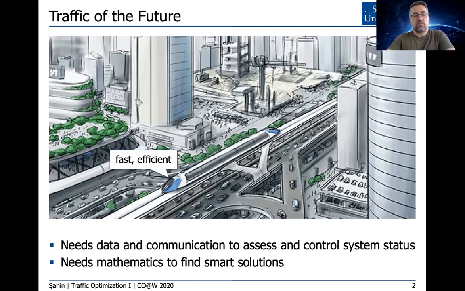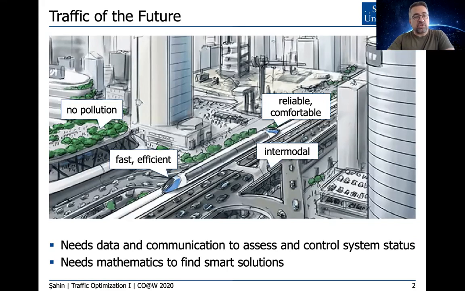Various modes of transportation should be connected and linked with each other. In addition, the side effects of such big systems, such as pollution and energy consumption, should be under control. Such goals can be simultaneously achieved with the best use of data and information. And this is actually where mathematics, and indeed operations research, comes in handy.